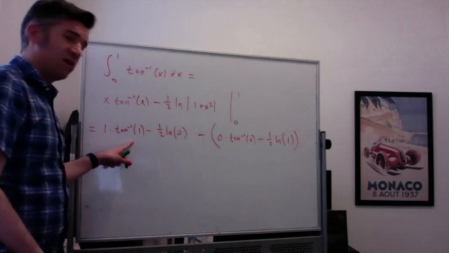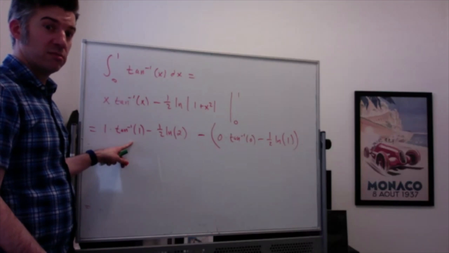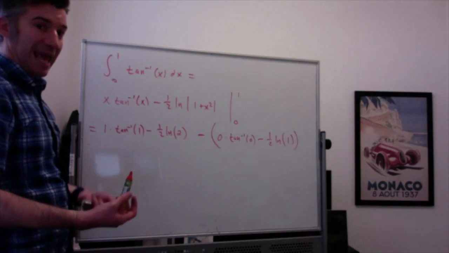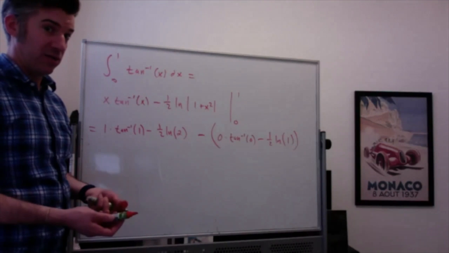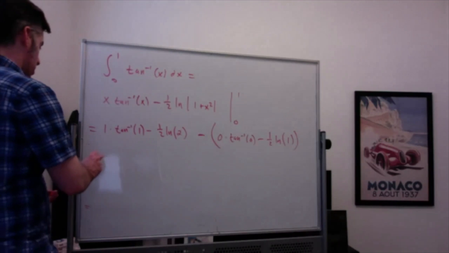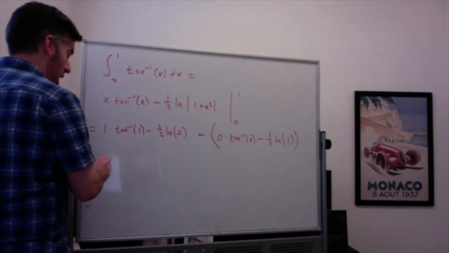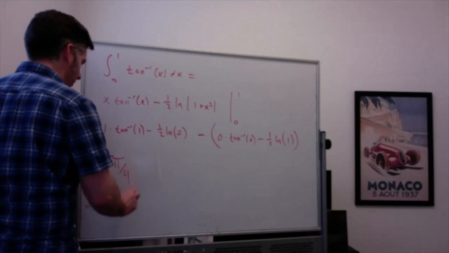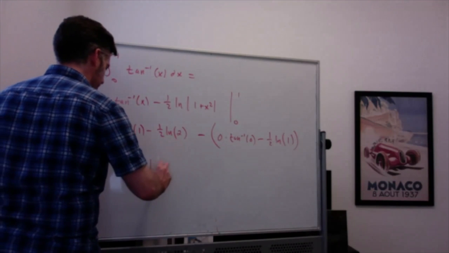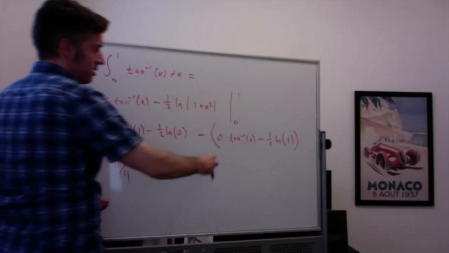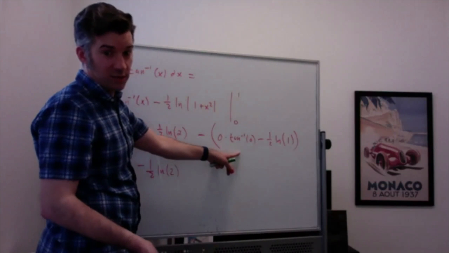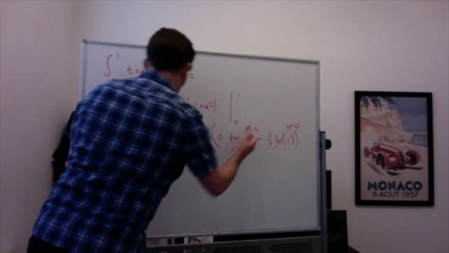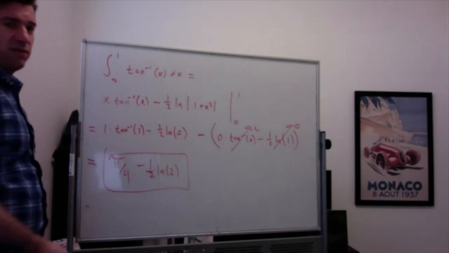Okay, what's the inverse tangent of 1? Let me ask you differently. What's the angle that if I take tangent of that angle, it's equal to 1? Yeah, exactly, pi over 4. This is 1/2 natural log of 2. And the rest of that's 0. 0 times anything doesn't matter, but inverse tangent of 0 is also 0, and natural log of 1 is also 0. So that's your final answer.